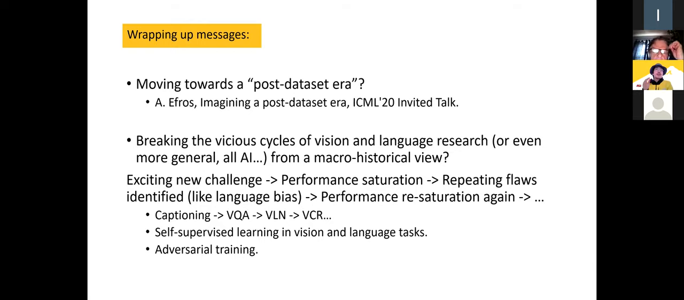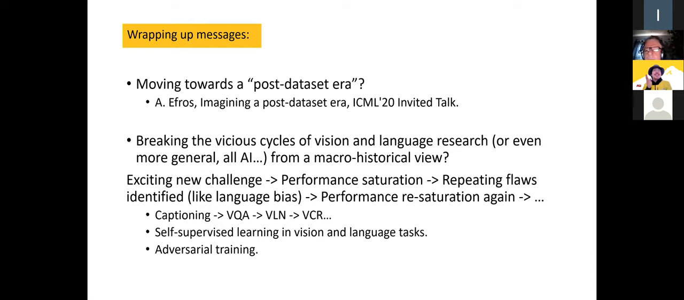And there is an outer cycle. The outer cycle happens in captioning, and then we have VQA, and then recently VLN, visual language navigation, and more recently, visual commonsense reasoning. One of the AAAI papers this year talks about VCR: if you want to answer VCR questions, as long as you match the question with the candidate answers, and the sentence similarity is high, and you simply pick the candidate answer with the highest sentence similarity, your performance will be, I forgot the exact number, but around 75%.